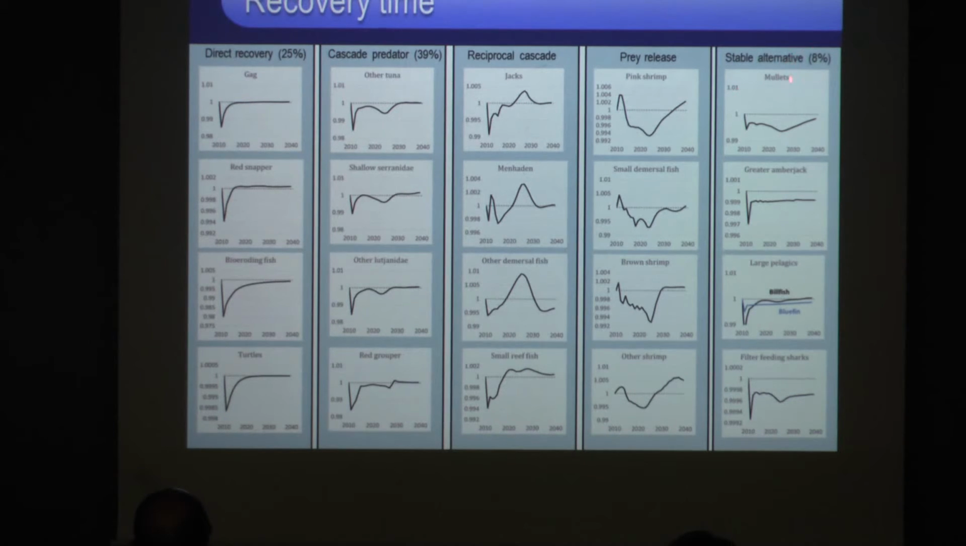In about 8% of the groups, we see something concerning. There is a decrease followed by an increase, but it never comes back to the level that we had before the spill, indicating potentially an alternative stable state.